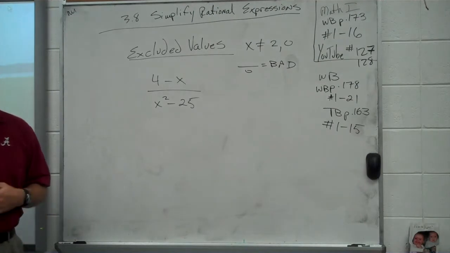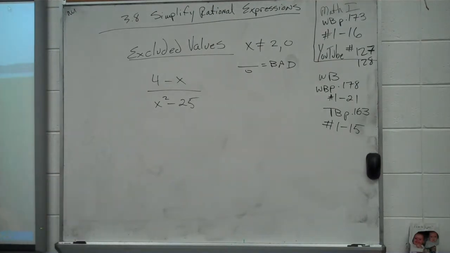Alright, how about this one? Can x equal 25? Sure it can. 25 squared would be 625, I think. 625 minus 25 would be 600. I can get 600 on the bottom. x can equal 25 all day long.